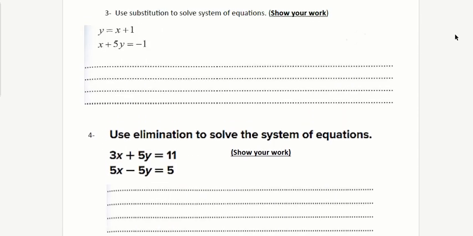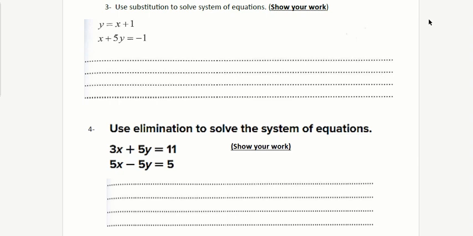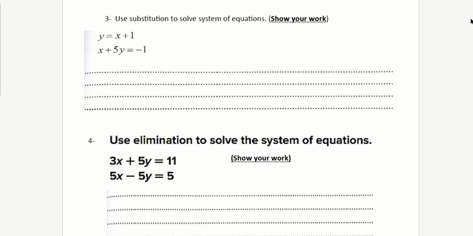Now the next question says use substitution to solve the system of equation. So you guys try, I'll give you 5 minutes. Okay, question number 3 is about method of substitution. So you will substitute y value here. So this is your equation 1 and this is your equation 2. Substitute equation 1 value into 2.